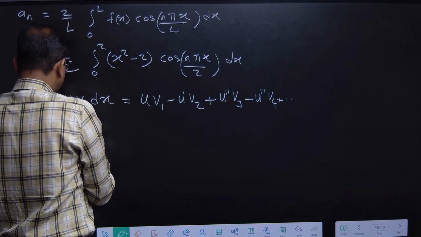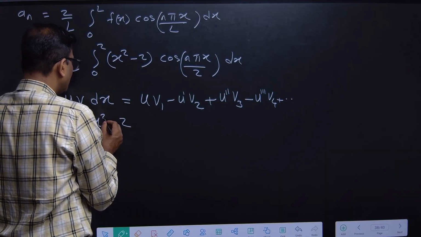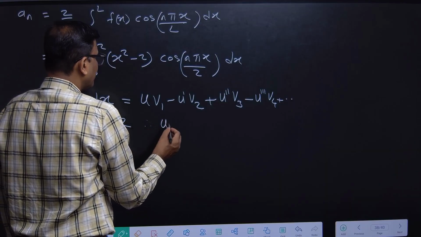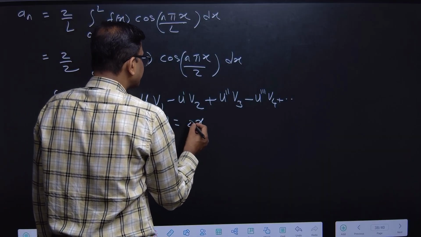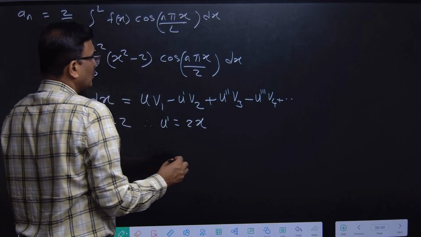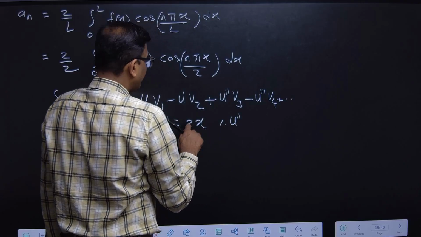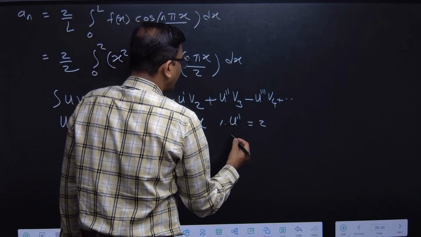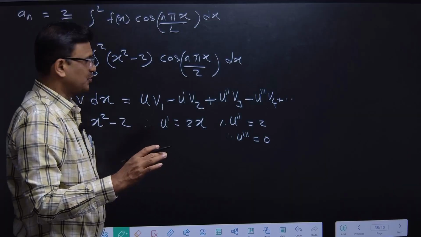Now in this case, u is x square minus 2. So therefore u dash, the derivative of x square minus 2, derivative of x square is 2x, derivative of 2 will be 0. Therefore u double dash, derivative of 2x will be 2, and u triple dash, derivative of 2 will be 0. Right?